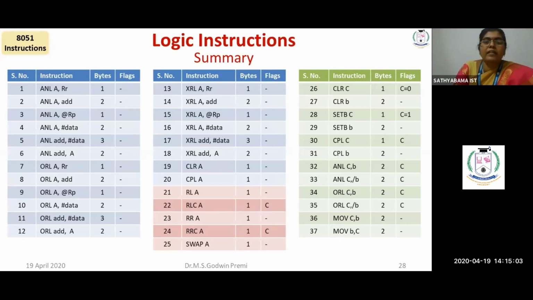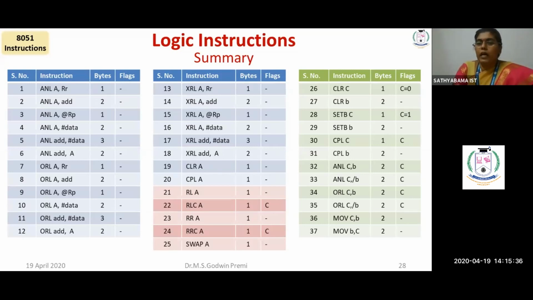Just like that, ORL address comma hash data byte. In the same way, the 17th instruction XRL address comma hash data is also a 3-byte instruction. In all these, no flags are affected. Coming to the next one, rotate and swap. Only in RLC and RRC we have C in the mnemonic, so only the carry flag is affected. And all these are 1-byte instructions. No other flags are affected.